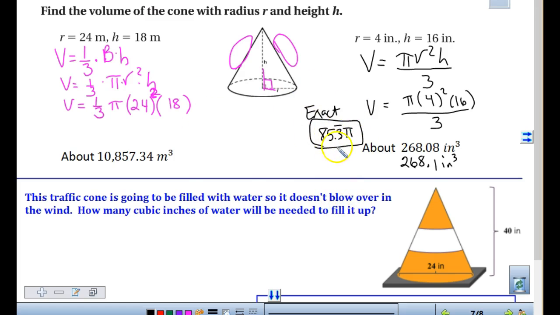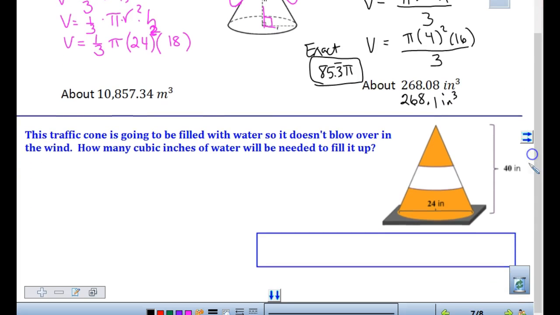So what kind of an answer is this? Rational or irrational? 85.3 repeating is rational, but it has pi in it. Pi is what kind of a number? Irrational. Always, always, always irrational. So this answer is irrational. This answer that I rounded, but is the volume an irrational number? Yes, it's just that we round it because we approximate. So I just want you to be really careful for that.